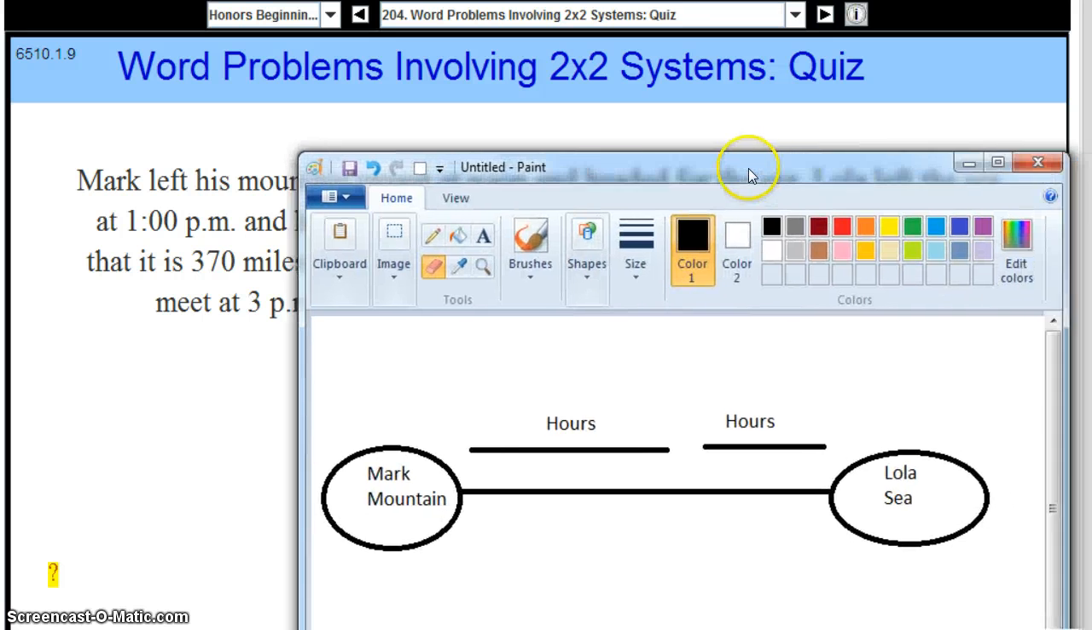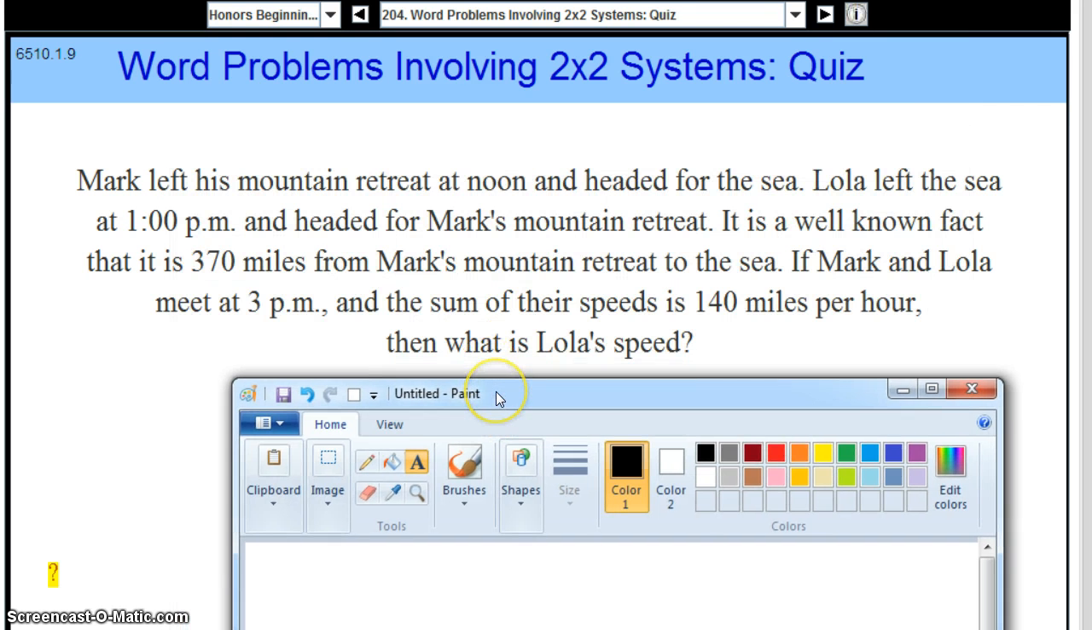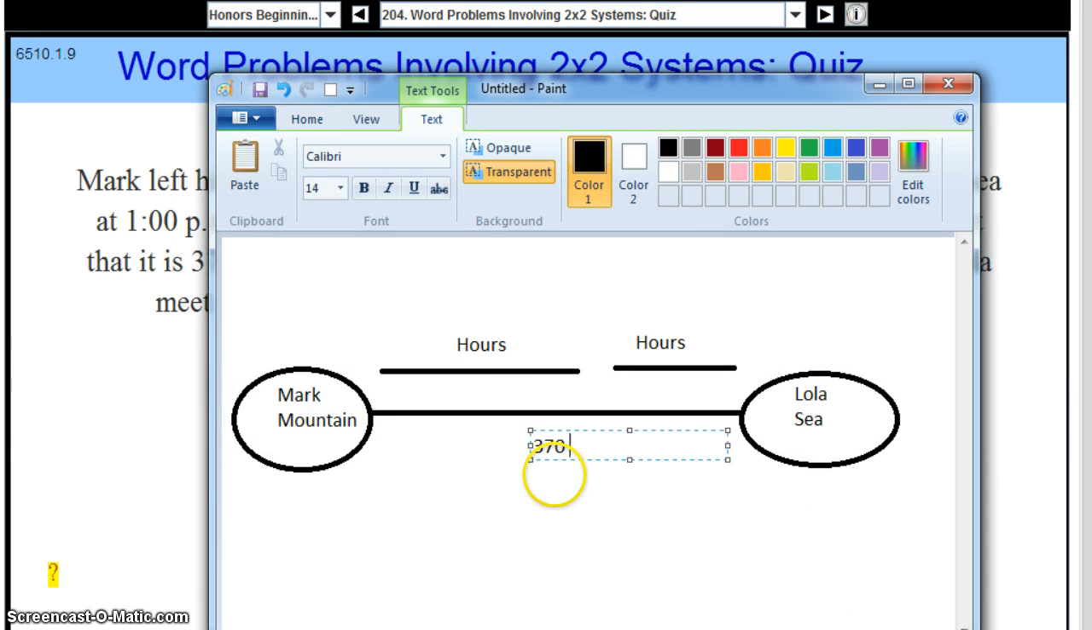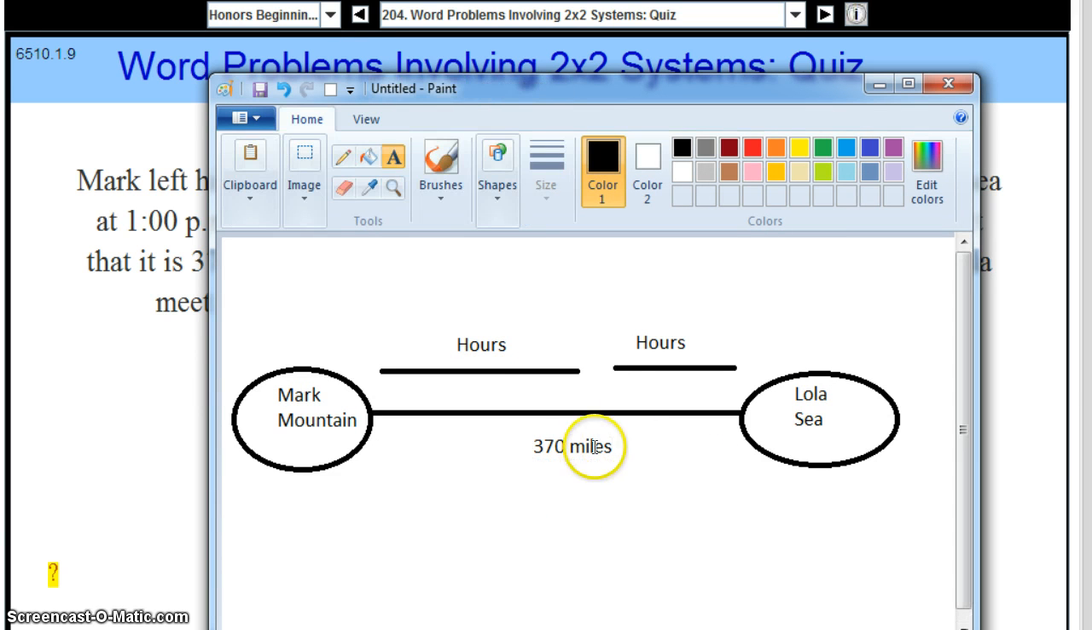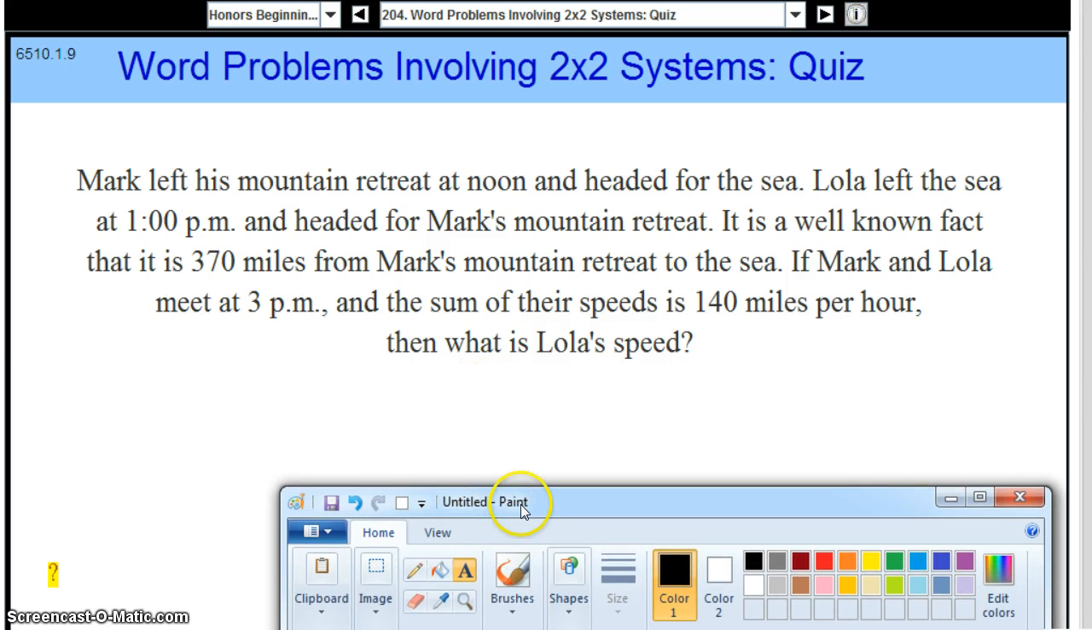So I started drawing out the picture, and we'll fill this in a little bit. But I just wrote Lola at the sea here, and Mark at his mountain here, right? So how far apart are they? Well, it is a well-known fact that it is 370 miles from Mark's mountain retreat to the sea. So I'm going to fill that in. 370 miles. Just make a picture. You can really do it any way you want. And just make sure to label, get all this information into the picture. I think that's what helps me the most.